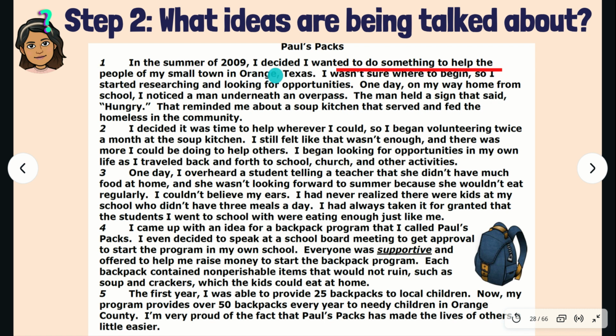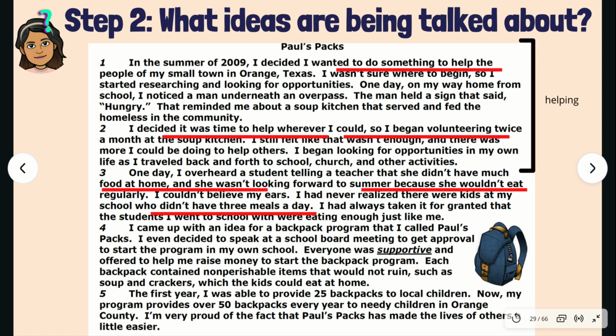Let's see if we can find help a few more times. I see the word opportunities, help. I see the word help again. Volunteering. That's not help, but I know that when you volunteer, you're helping. He said that he was looking for more opportunities. It looks like these first few paragraphs are all about Paul helping.